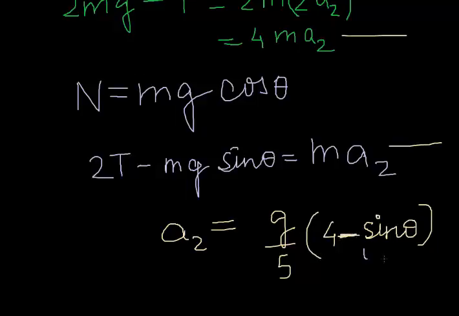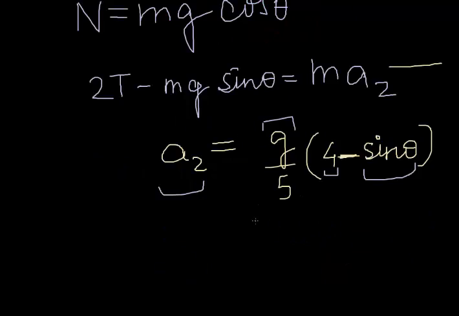Again, this equation is dimensionally correct because sin theta is dimensionless and 4 is a number, and numbers are dimensionless. So the dimensions of a2 are the same as that of g.